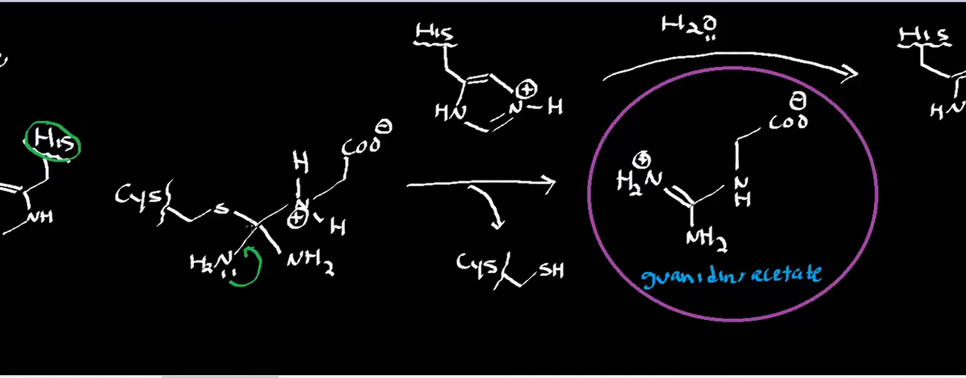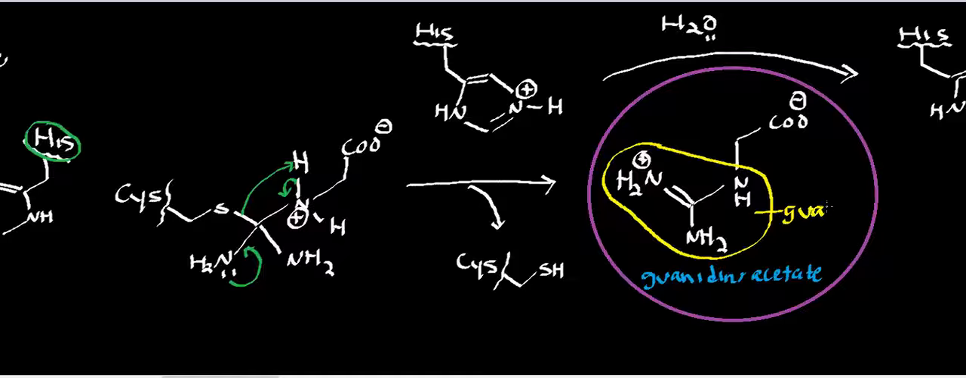Schiff base, and that's going to expel a leaving group, which in this case is going to be the cysteine thiolate, which will come over here and abstract a proton from this nitrogen, and that's going to effectively reform this functional group right here, which once again we're going to call a guanidino group. This is a guanidino group. And notice this guanidino group is attached covalently to this functional group over here.